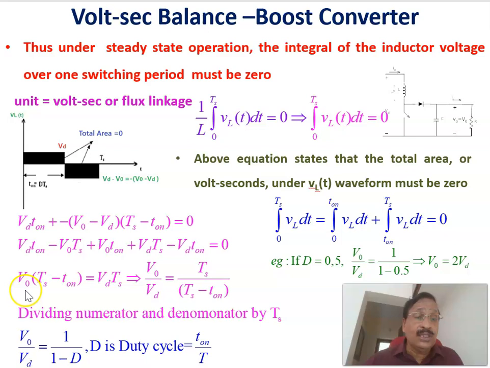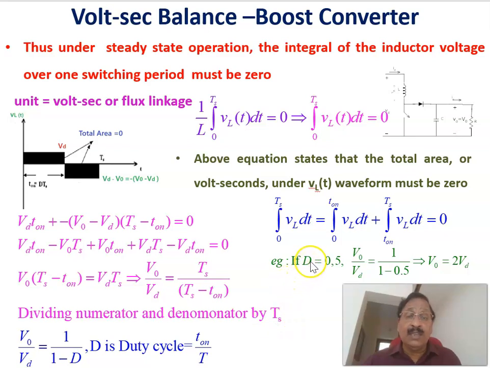From this equation we get V0 into (Ts minus Ton) is equal to Vd into Ts, or V0 by Vd equal to Ts divided by (Ts minus Ton). Dividing numerator and denominator by Ts, we get V0 by Vd equal to 1 by (1 minus Ton by Ts), which is equal to the duty cycle D. Therefore, V0 by Vd equal to 1 by (1 minus D), where D is the duty cycle Ton by T. Therefore, this is a boost converter or a step-up converter.